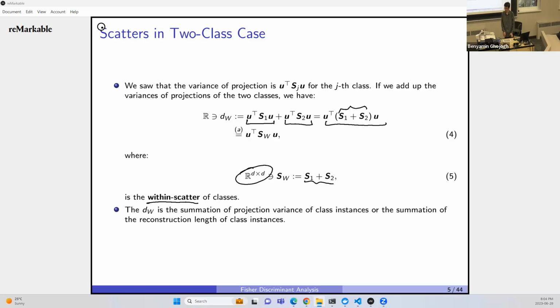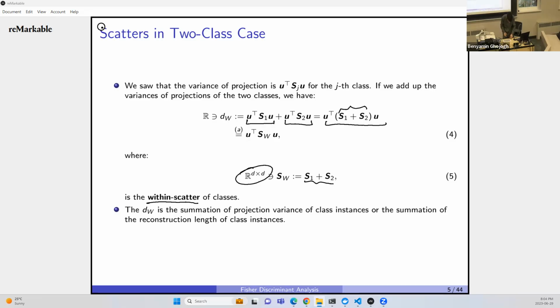And I can see it as within scatter. Why? Because this is summing the scatters of the classes. So the more scattered the classes, the bigger SW. The less scattered the classes, the smaller SW. So in simple words, SB shows how apart the classes are. SW shows how apart the points inside every class are.